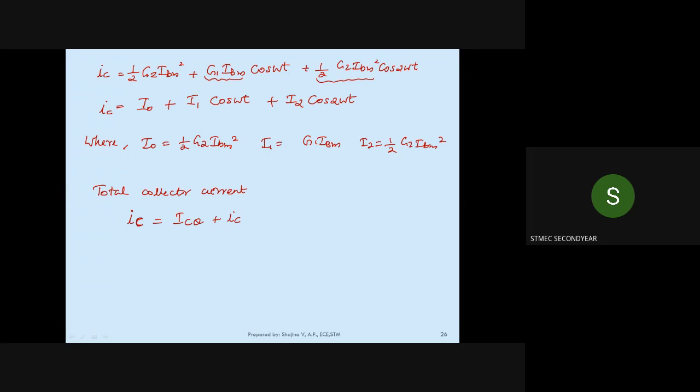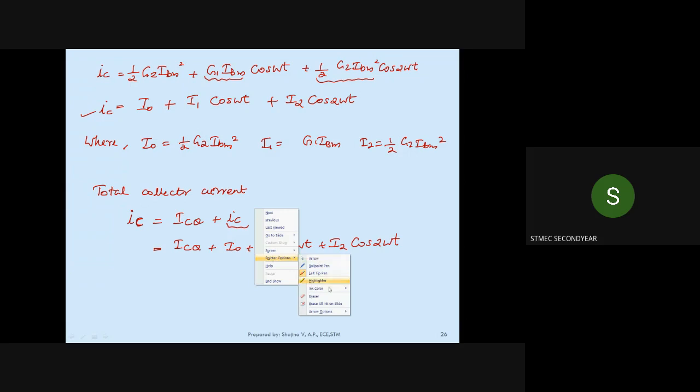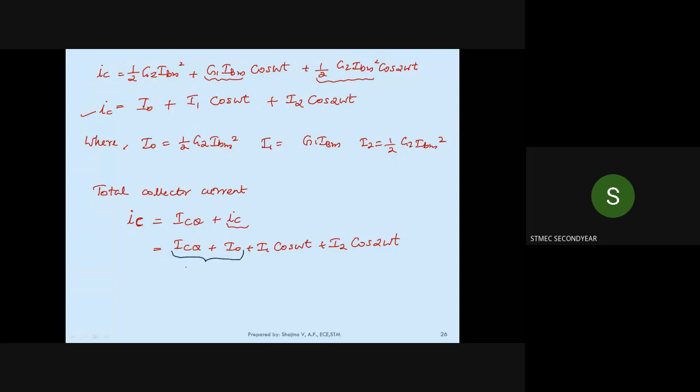Okay, so I can substitute this IC from this equation. So this will be ICQ plus I0 plus I1 into cos omega t plus I2 into cos 2 omega t. Okay, now I can say the equation for collector current consists of different terms. This ICQ plus I0, these are actually constant values. I can say this is the DC term present in the collector current.